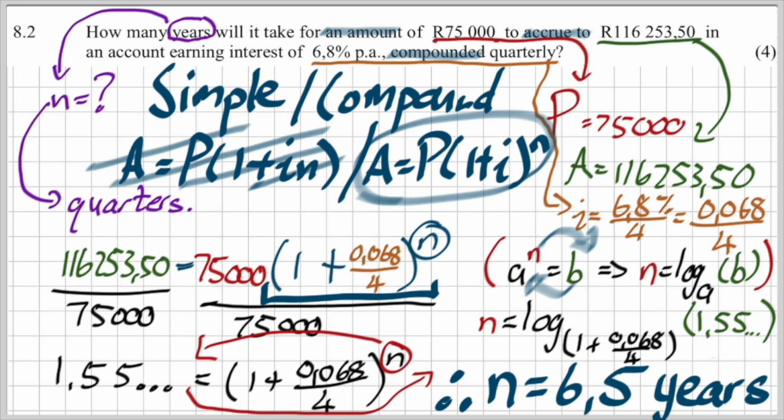Okay. We are going to go and look at this again in the next video. The next video in 8.3, we are specifically going to look at annuities.